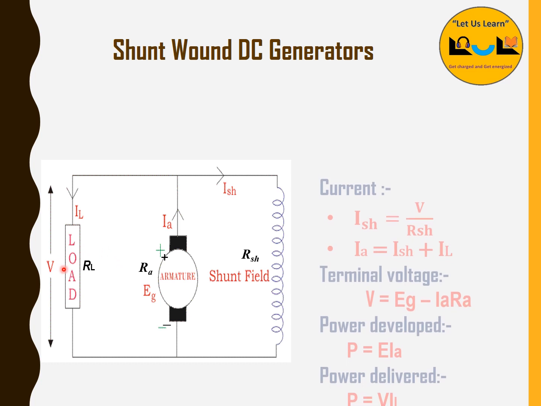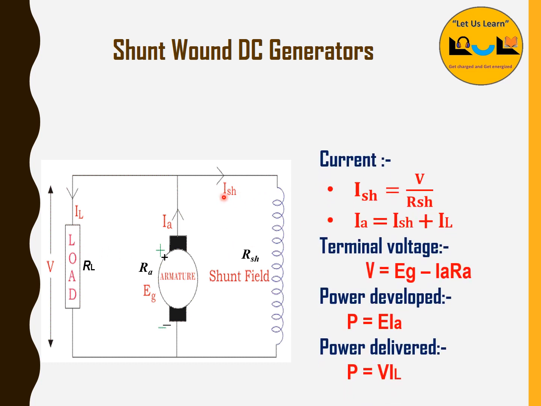Now the current relation. To find ISH, by Ohm's law, I is equal to V by R, so similarly ISH is equal to V by RSH. Then IA is equal to the shunt field current plus the load current, so IA is equal to ISH plus IL. Then the terminal voltage V is equal to EG minus IA RA.